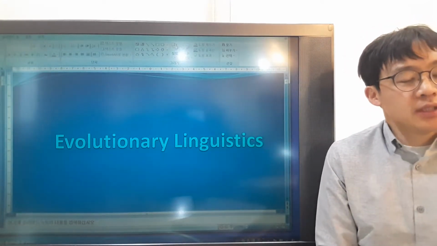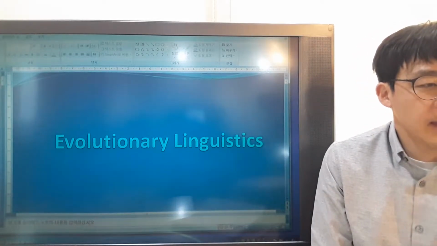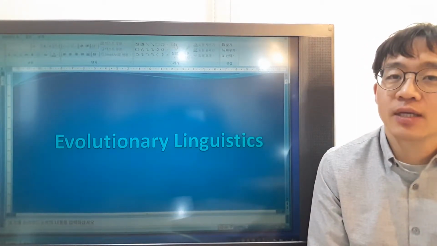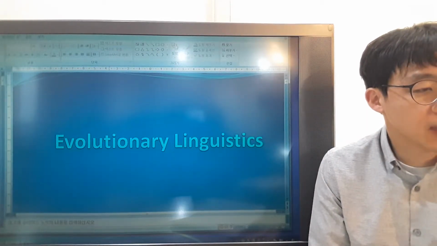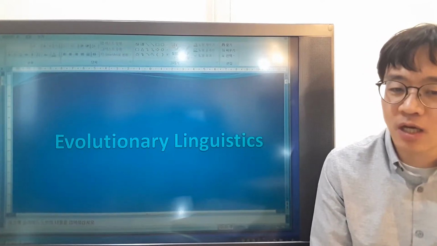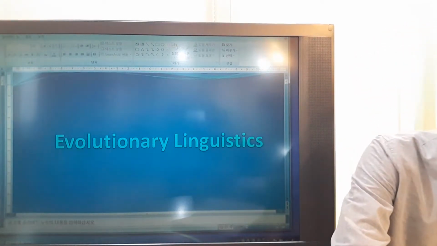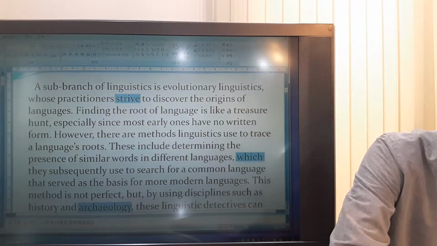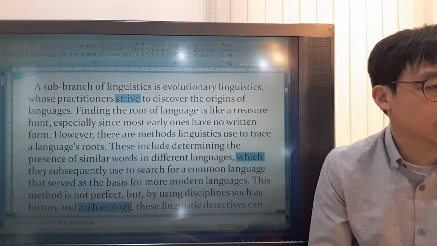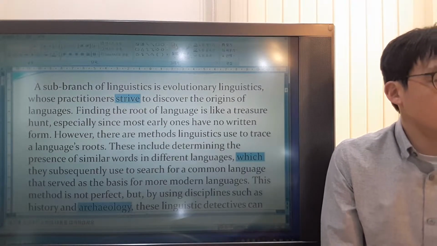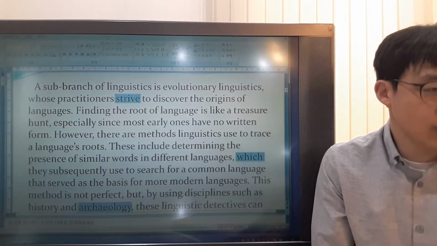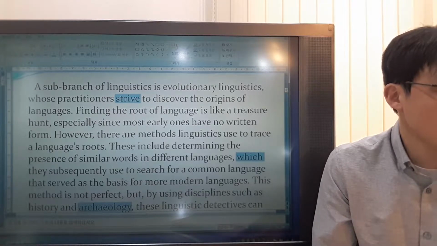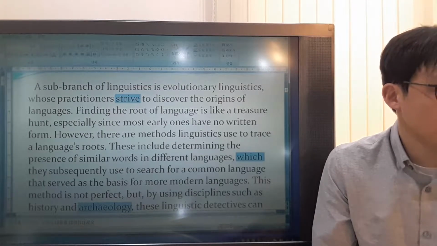What is evolution? Evolution is the process of gradual development of something over a period of time. Linguistics is the study of languages, how they work. One of the parts of linguistics is evolutionary linguistics, and the people who study it try to discover how it started.